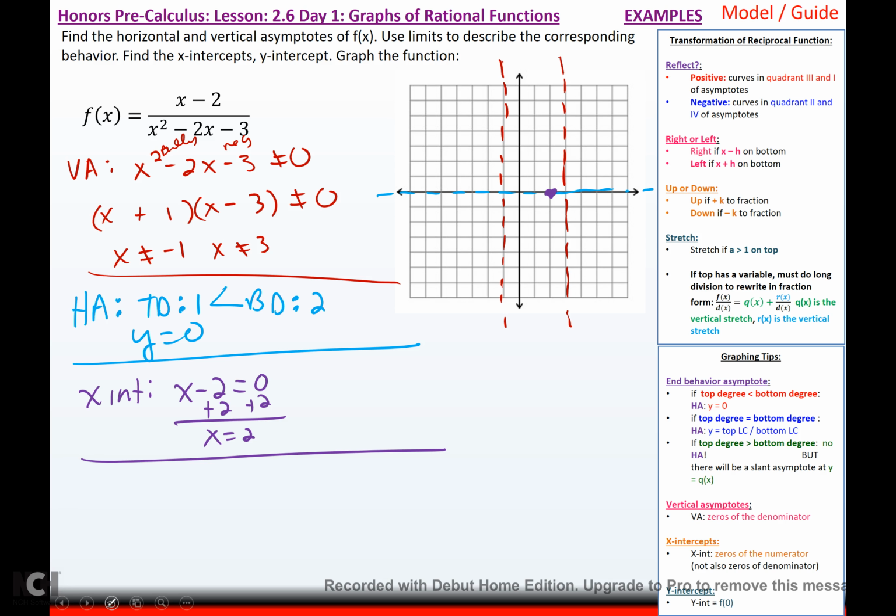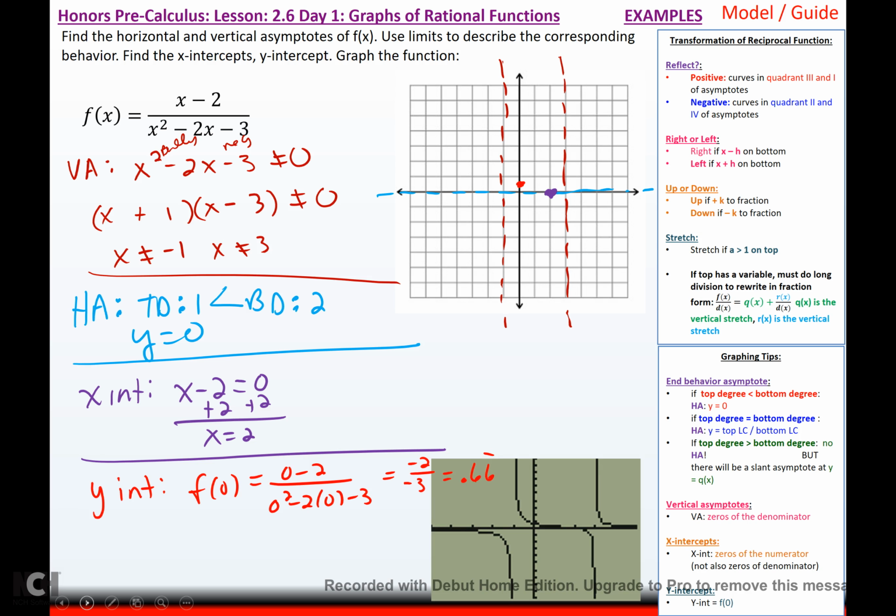To get my y-intercept, I find f of 0, which is going to be 0 minus 2 over 0 squared minus 2 times 0 minus 3, which is going to be negative 2 divided by negative 3, which is 0.666 repeating. So it's going to cross the y-axis at 0.66666. Okay? After that, we should pick some points and figure out what's happening, but we're going to cheat a little bit and look at the graph. I suspected boomerangs here, an S in the middle, and boomerangs here.